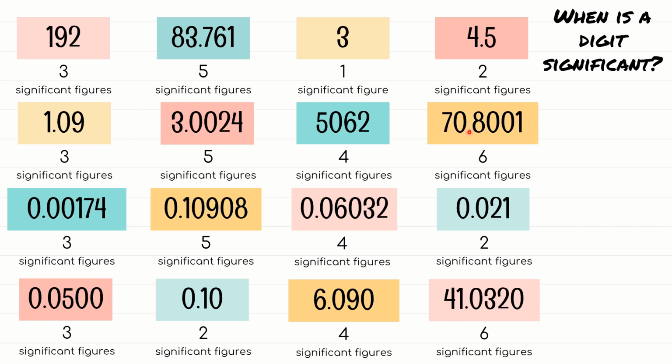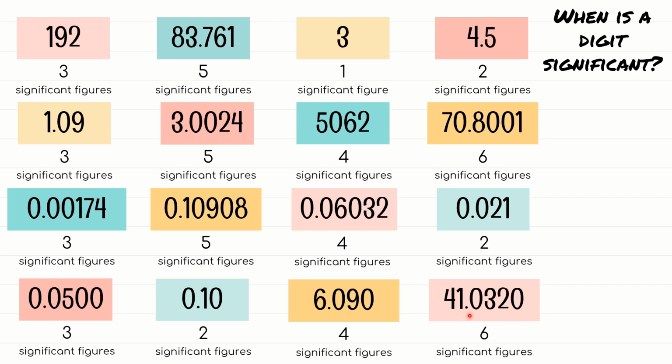Next, in the number 70.8001, all the zeros are found in between non-zero digits, so we have to count the zeros as significant. Therefore, we have 7 as the first significant figure, second over here, third, fourth, fifth, and sixth significant figures. Next, in the number 0.021, this is a decimal. We do not count these zeros as significant. We start counting from this digit 2. So this is our first significant figure, and then the 1 is our second significant figure.